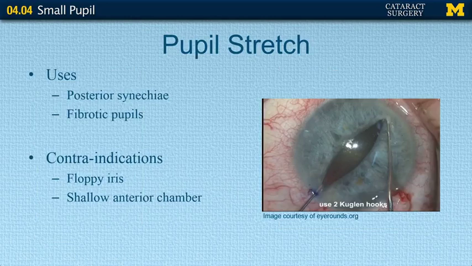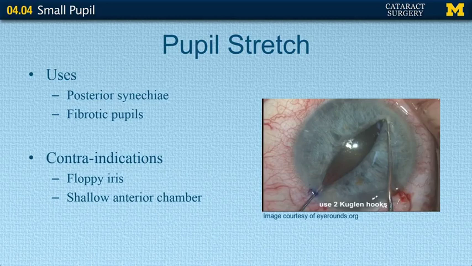Now we're going to move on to pupil stretch. Again, this is typically used in cases with posterior synechiae or in cases of fibrotic pupils. One thing to keep in mind, if you do pupil stretch in fibrotic pupils, it's not unusual to see some bleeding occur. And again, that's just because of the scar tissue that's present on the pupillary sphincter.